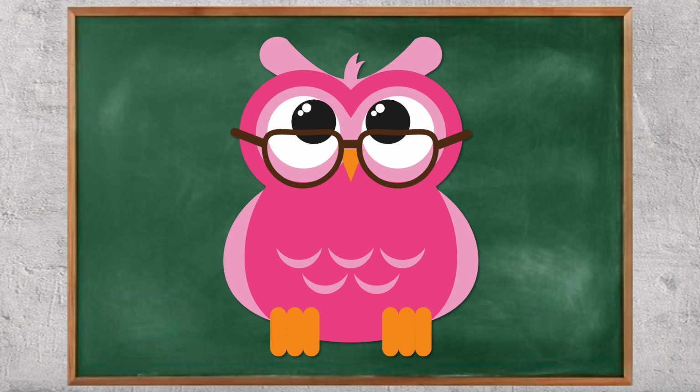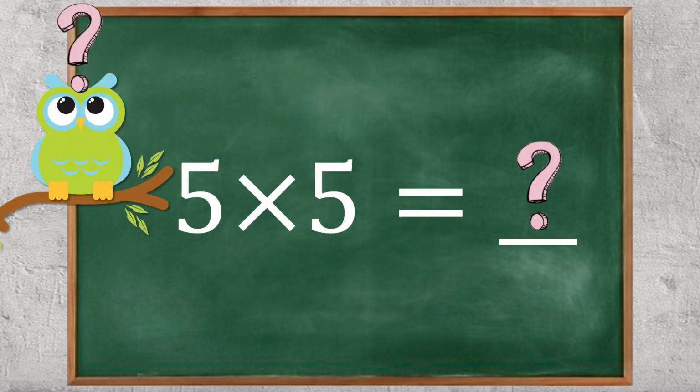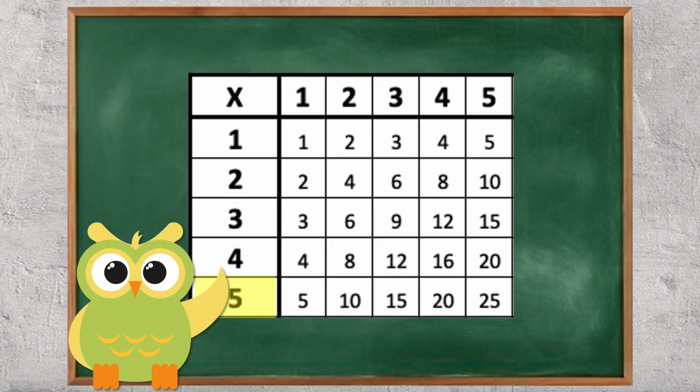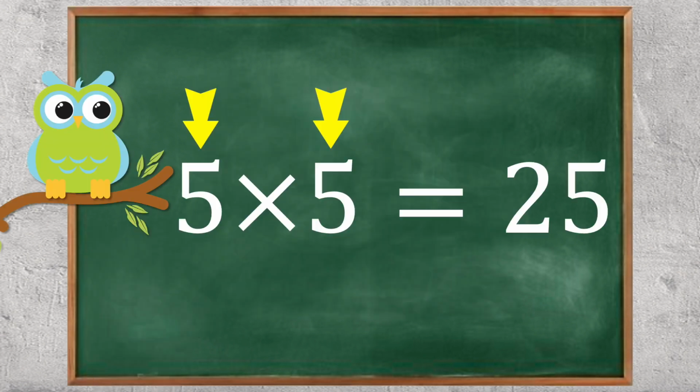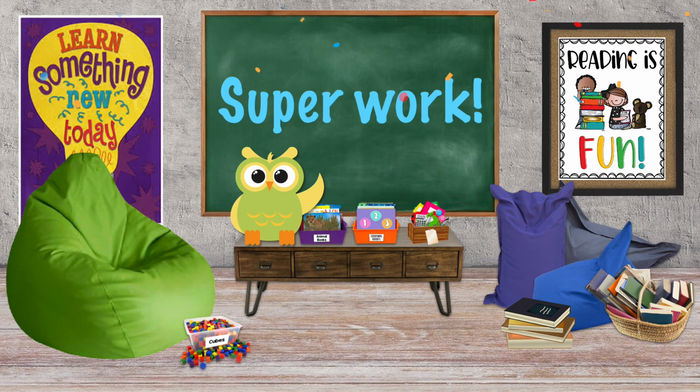How about this one? 5 times 5 equals what? Find 5 on the left. Find 5 across the top. Find where they meet. It's at 25. 5 times 5 equals 25. Super work with that.